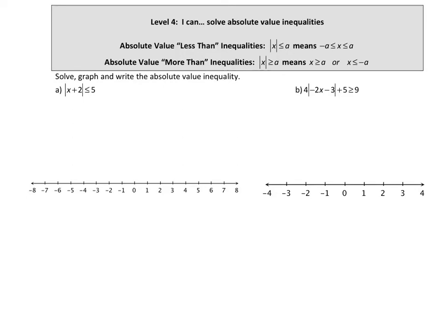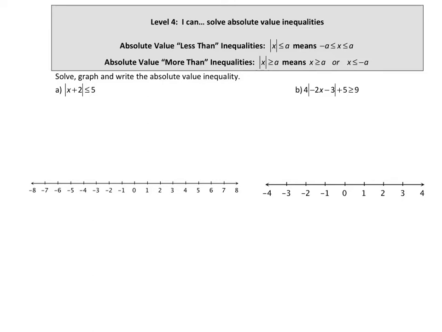In level 4, we will be solving absolute value inequalities. It's going to be similar to solving absolute value equations with an additional step. So like solving absolute value equations, first we have to isolate the absolute value, and then again we're going to split it into two different equations, or two different inequalities in this case.